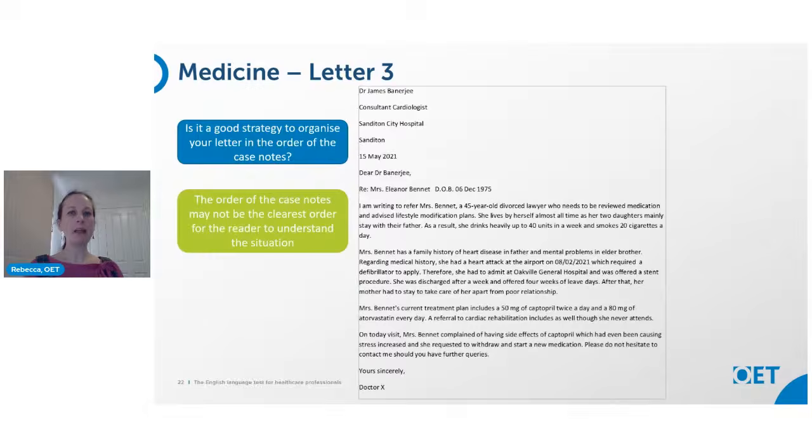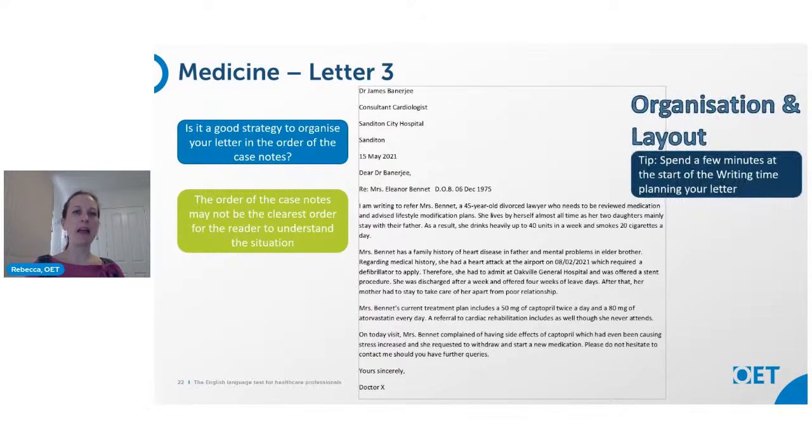So my tip here, again, for organisation and layout, is that it's worthwhile spending a few minutes planning before you start writing your letter. If you're taking OET on paper, you can use the blank page on the back of your answer booklet to decide what topic for each of your paragraphs is going to be and which information from the case notes belong in each topic. If you're taking OET on computer, you can type a plan at the top of the text box to refer to while you type your letter, and then delete that plan before you submit your letter.